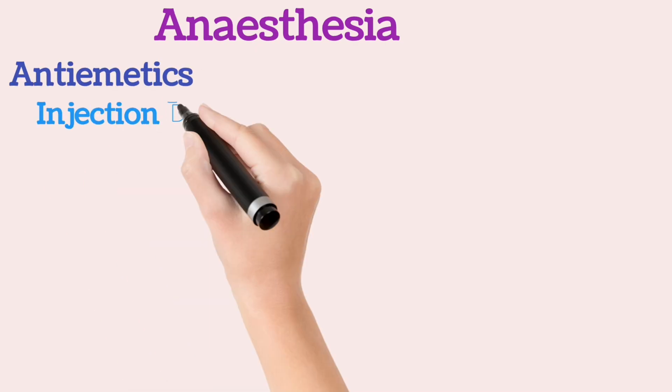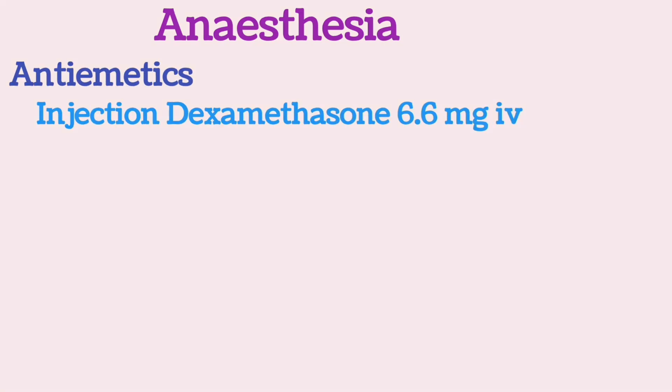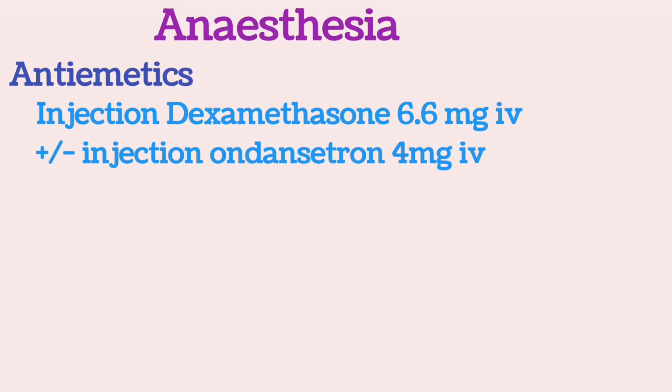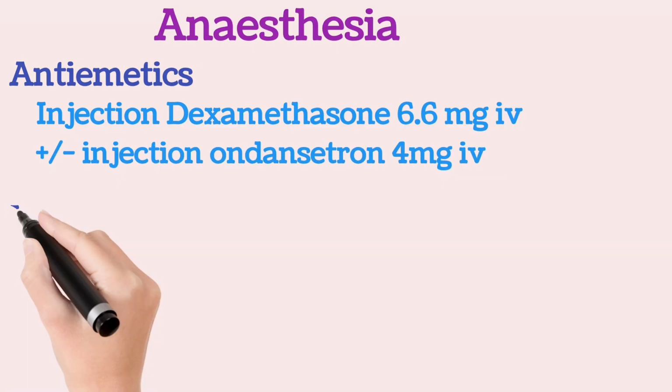Anesthesia: we can do the operation under spinal anesthesia or under general anesthesia. Antiemetics like dexamethasone 6.6 mg IV and or ondansetron 4 mg IV should be given.